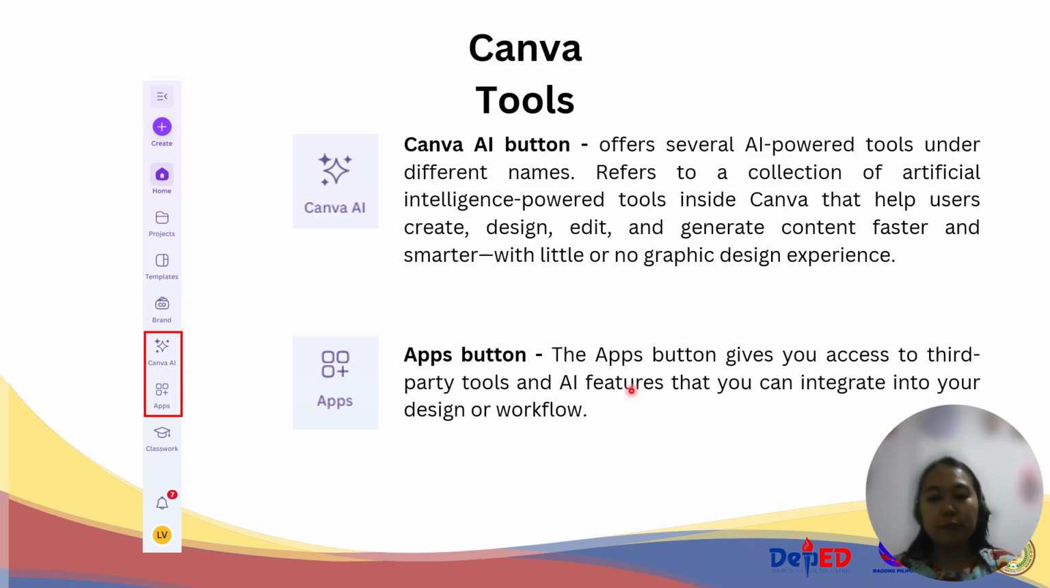Next, we have your apps button. It says here it gives you access to third-party tools and AI features that you can integrate in your design or workflow. So, meaning inside Canva, you have different applications too, which you can use to make what you are going to do easier. Let's say you want to create your own quiz, okay, your own crossword puzzle. Okay, let me show you that later.